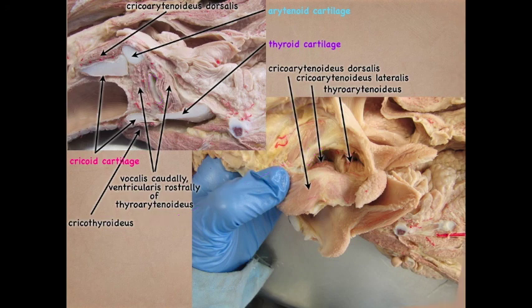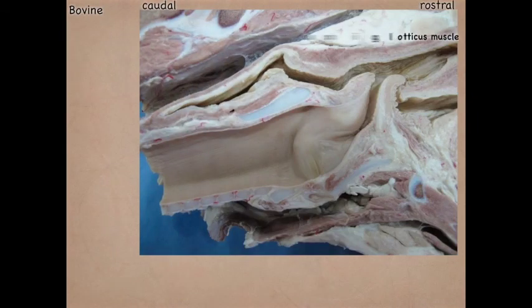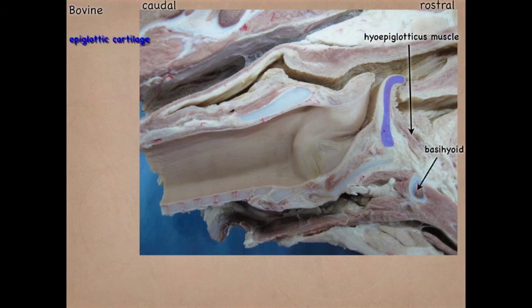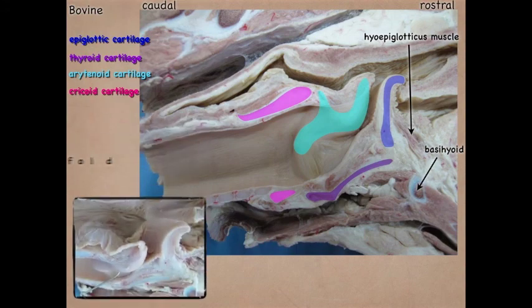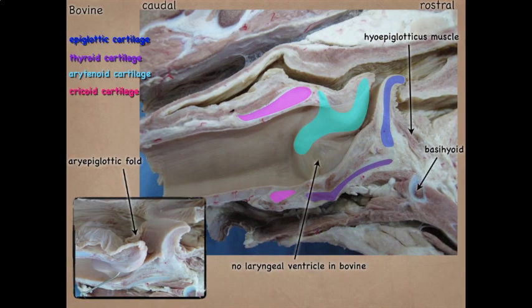Now looking at the bovine, once again hyoepiglotticus muscle, basihyoid bone, there's the epiglottic cartilage, the thyroid cartilage, the arytenoid cartilages, and the cricoid cartilage. Here we can see real nicely the aryepiglottic fold in this image. And notice there is no laryngeal ventricle in the bovine.